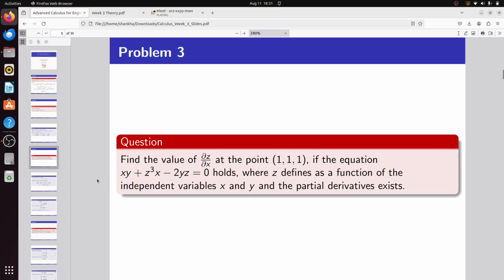Find the value of del z del x at the point (1,1,1) if the equation xy plus z cube x minus 2yz equals 0 holds, where z is defined as a function of the independent variables x and y, and the partial derivatives exist. So it is a very nice problem, right?